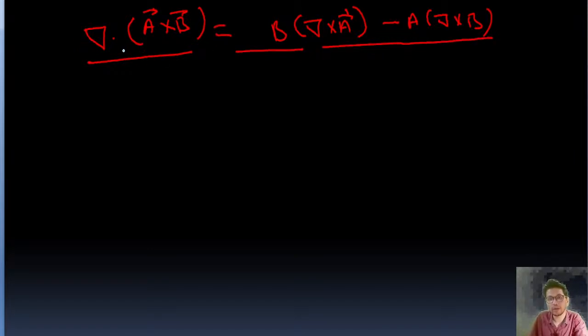So del dot A cross B. Del dot A cross B is going to be, we write the last one first, B dot del cross A minus A dot del cross B. So this is last one dot del cross A minus first one dot del cross B. So del dot A cross B equal to B dot del cross A minus A dot del cross B. So this formula you need to note down.